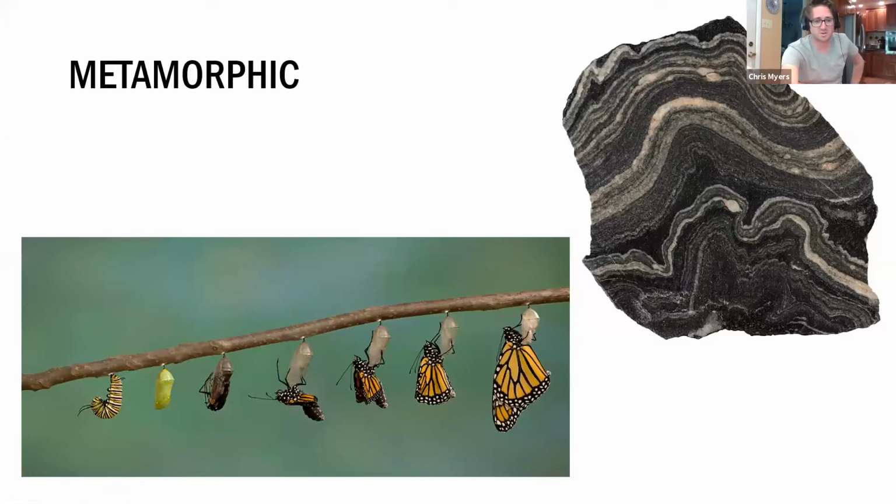So you have a caterpillar starting. The caterpillar makes a chrysalis around itself, and over a few days will turn into a butterfly. Now, the animal's still the same, as the rock is still the same, but it has changed the way it looks completely. So here you can see this crazy rock on the right with these crazy bends and folds in it. And so that's a metamorphic rock.